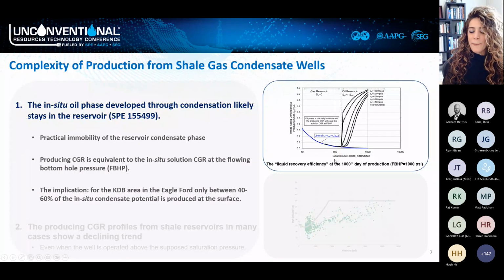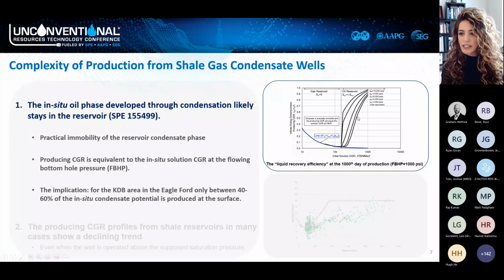So back to this plot. What we can observe from these fluid efficiencies or liquid recovery efficiencies that were calculated at about 3 years into the production at a constant bottom hole pressure of 1,000 psi. If you follow these curves, they are from different initial reservoir pressures, and obviously every data point is from a different CGRi, or initial condensate gas ratio.